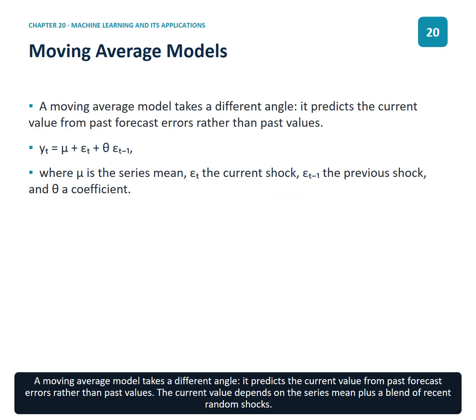A moving average model takes a different angle. It predicts the current value from past forecast errors rather than past values. The current value depends on the series mean plus a blend of recent random shocks.